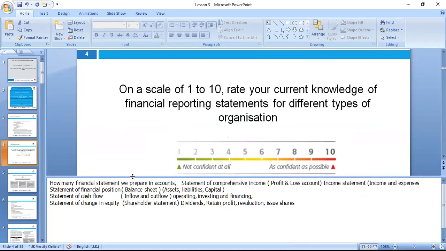Okay, so in accounts we prepare 4 types of financial statement. First statement is called statement of comprehensive income. We call it profit and loss or income statement. It shows income, expense. Yes, and second statement, statement of financial position, also known as balance sheet. It shows asset, liabilities, and capital. Third statement is a statement of cash flows. It shows inflows and outflows, operating, investing, and financing activities.